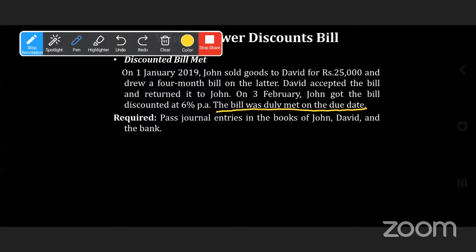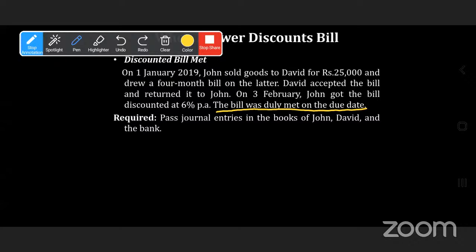You are writing in the books of John. When you are writing in the books of John, you need not mention his name in that account. Bills receivable account debit to David account. You have to mention the other person's name. In the books of John, you have to write the details about the drawing.